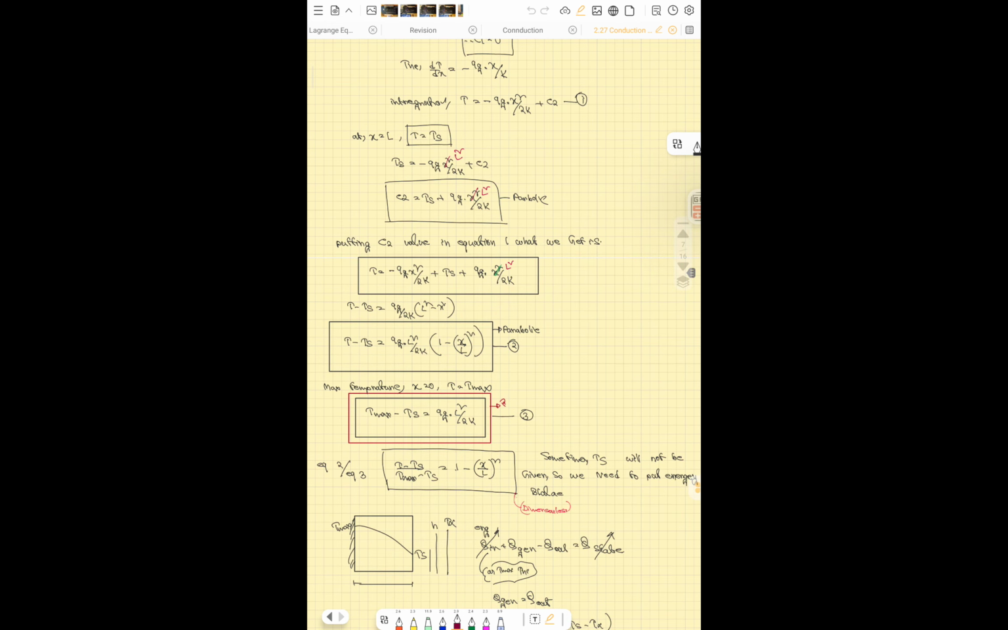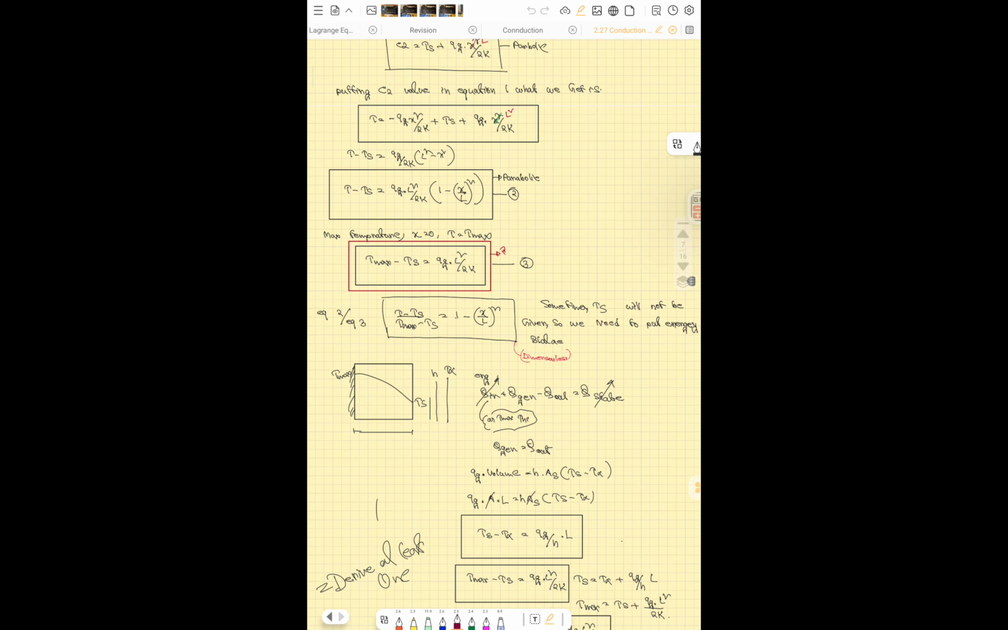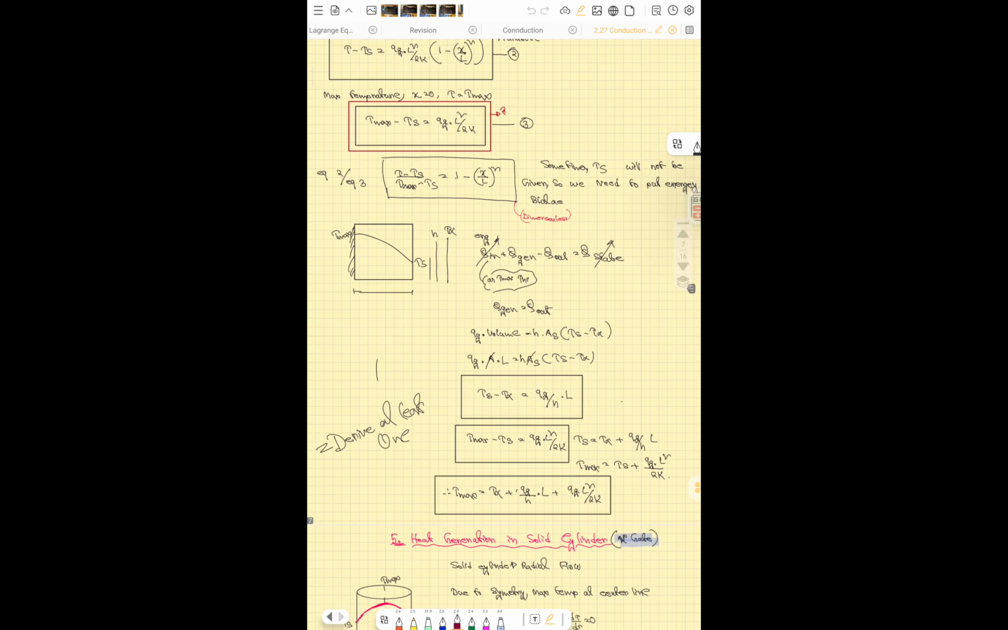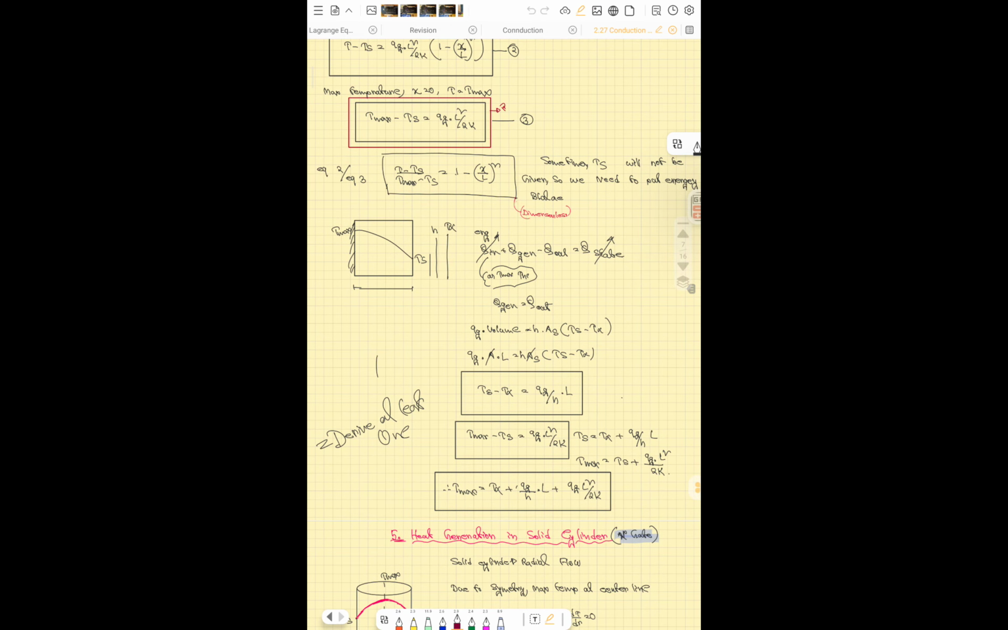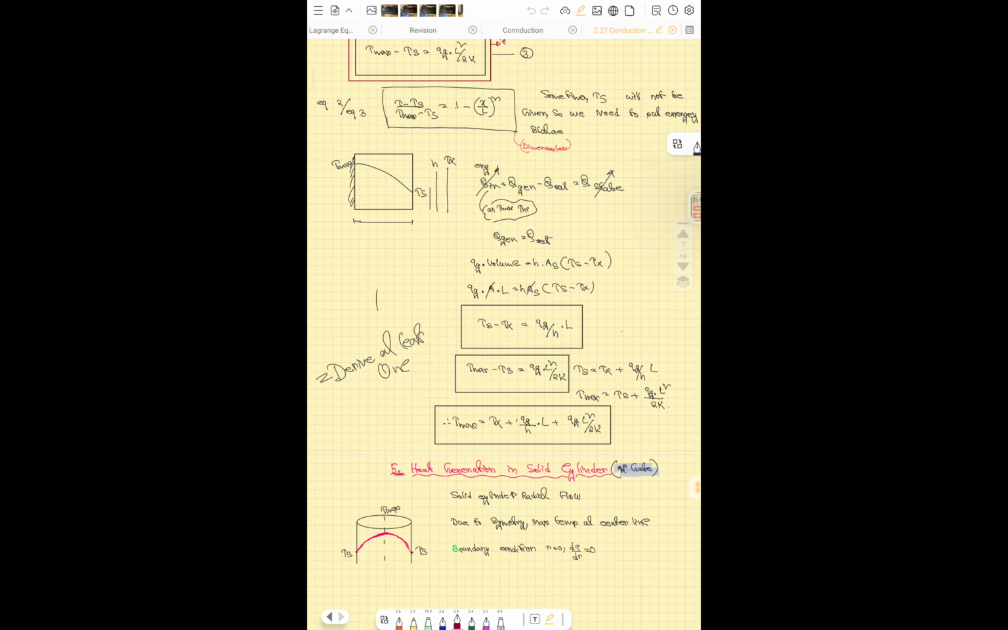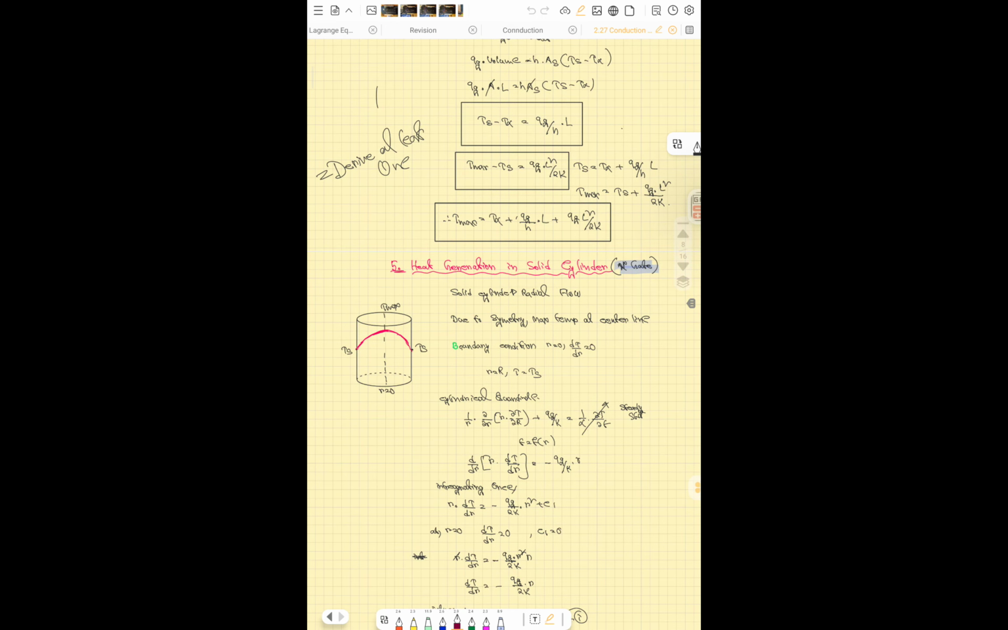Next, the maximum temperature is qgL square by 2k, and the final equation will be Tmax equal to T infinity plus qgL by h plus qgL square by 2k. Heat generation in a solid cylinder is very important. For a hollow cylinder also, with both surfaces maintained at the same temperature, the maximum is at the middle, where r is equal to 0. At that point Tmax will be there.